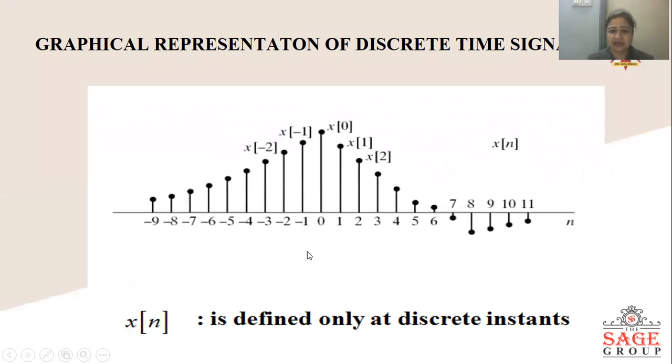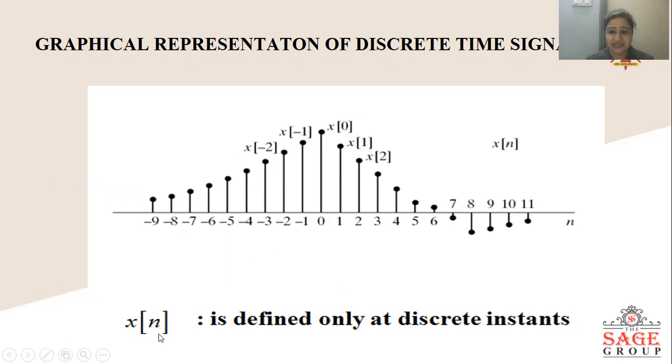Now, this is the graphical representation of the discrete time signal. Here we can see that along the x-axis, we have integer n, which is a function of time. Now, at n equal to 0, we have the value of the signal x at 0. Then at n equal to 1, we have x at 1. Then n equal to 2, it is x at 2. Then at n equal to minus 1, we have x at minus 1, and so on.